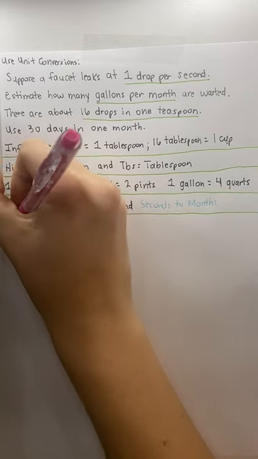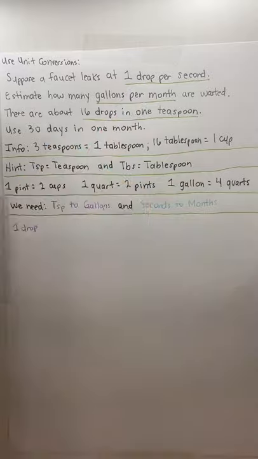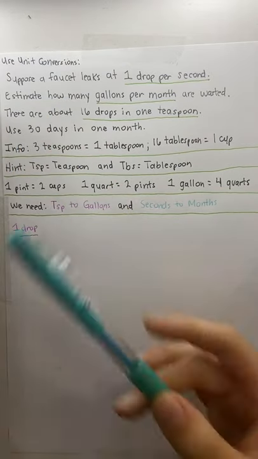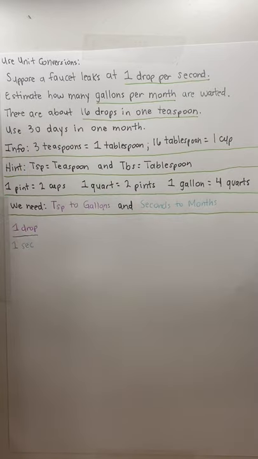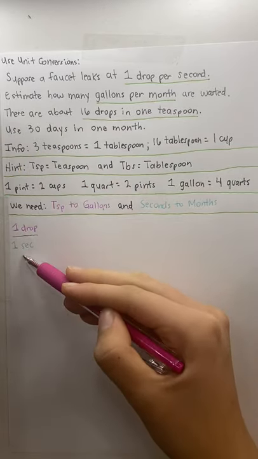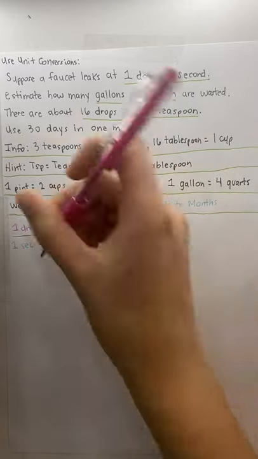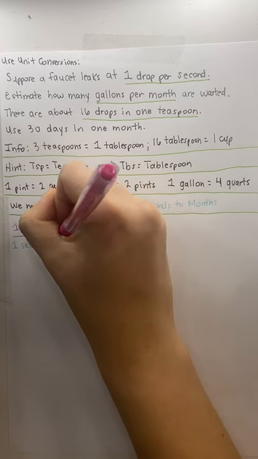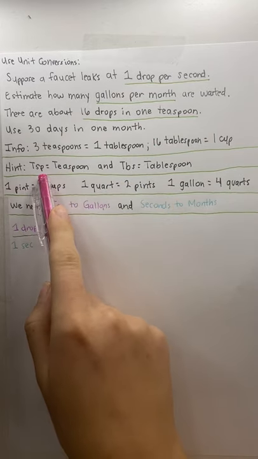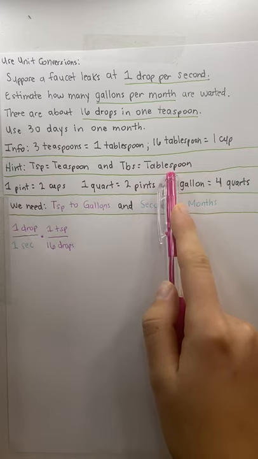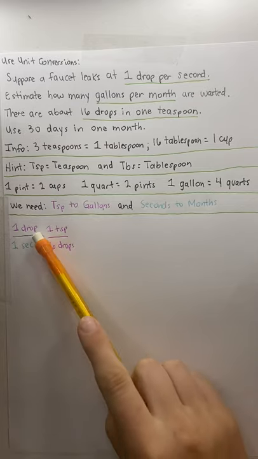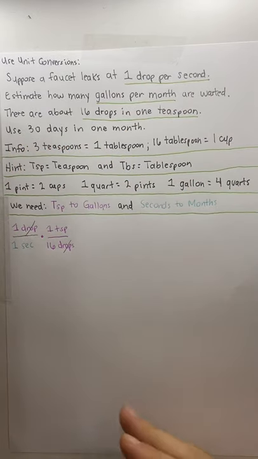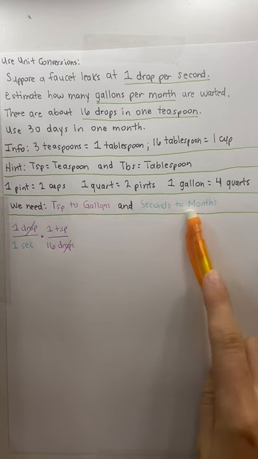So the first thing we do is we're going to write down our 1 drop. And I'm going to switch colors to differentiate the drops and the seconds. So 1 drop per every 1 second. So we're going to start with our drops. We know that there are 16 drops in 1 teaspoon. So we've got 1 teaspoon for every 16 drops. And we're going to be using TSP as an abbreviation for teaspoon and TBS as an abbreviation for tablespoon. Now, if we put our drop in the numerator here and our drops in the denominator here, that cancels out our drops, and that is the process we're going to be using this entire problem to go from teaspoons to gallons and from seconds to months.